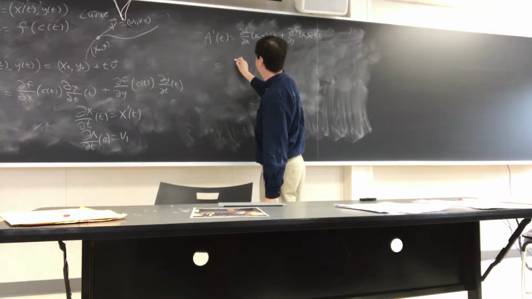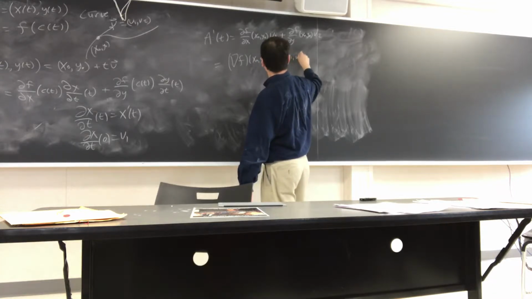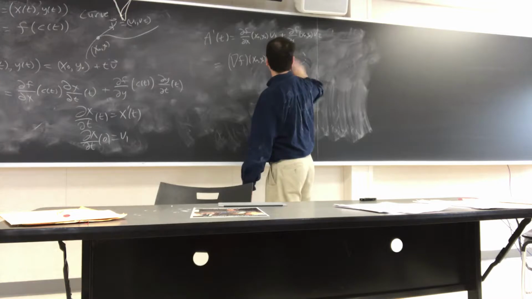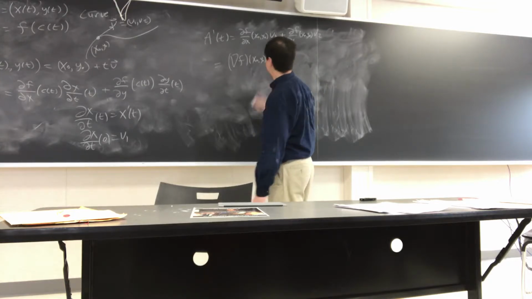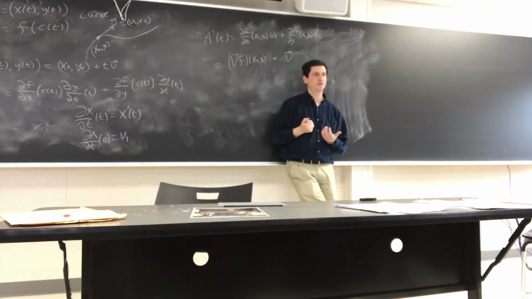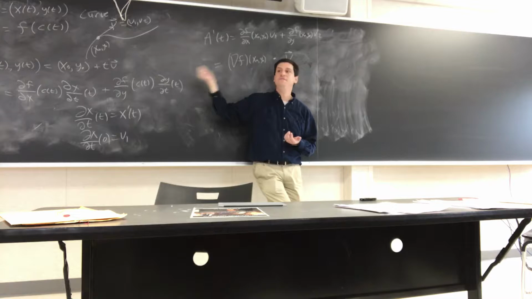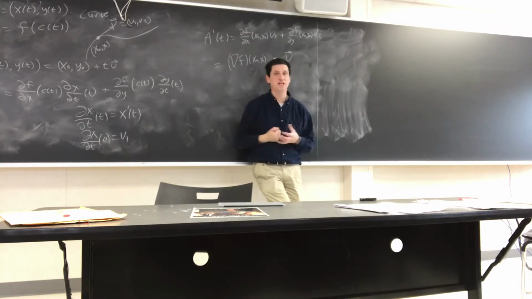Or I can write this as the gradient of f at the point x naught, y naught dotted with the vector v1, v2. And I can just write that as the vector v. So this is a great formula for the directional derivative. It says if you can compute the partials of f, you can find the directional derivative by just taking the dot product.